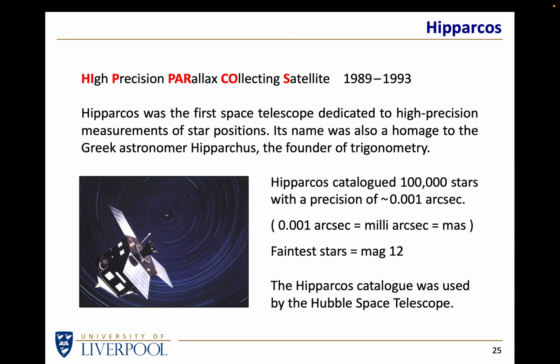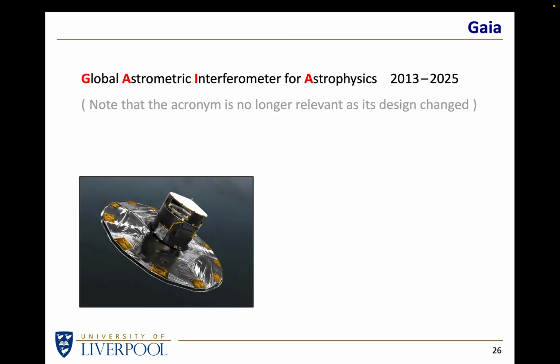As many of you know, magnitude 12 isn't that faint. That's the sort of magnitude you can get down to with a good pair of binoculars. Just as a reference, the Hipparcos catalogue was used as the pointing catalogue for the Hubble Space Telescope. In terms of making sure the Hubble was pointing at what it thought it was pointing at, it used the Hipparcos catalogue to make sure it knew where things were supposed to be. 20 years later, along comes Gaia, because it was decided we want to do a better job than Hipparcos.